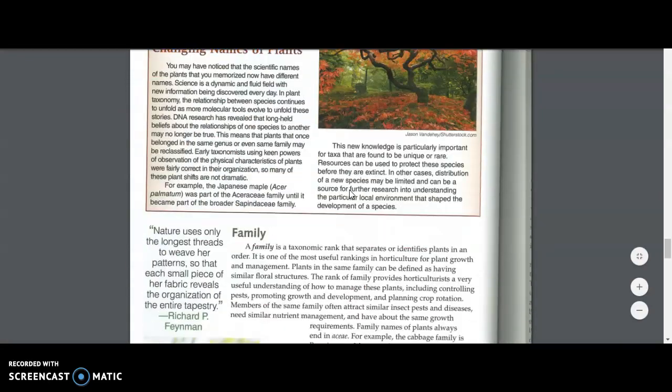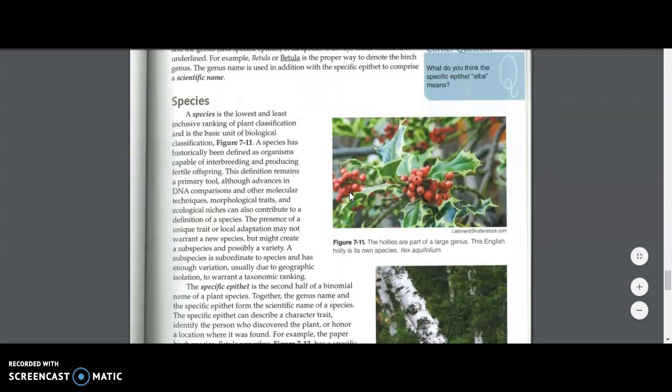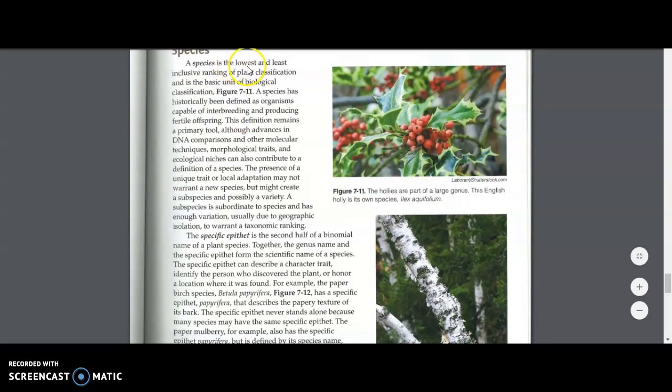So we're going to jump down to species real quick. A species is the lowest and least inclusive ranking of plant classification and is the basic unit of biological classification. You can see in figures 7-11, you can see the hollies over here. A species has historically been defined as organisms capable of interbreeding and producing fertile offspring. The definition remains a primary tool, although advances in DNA comparisons and other molecular techniques, morphological traits, and ecological niches can also contribute to definition of a species.